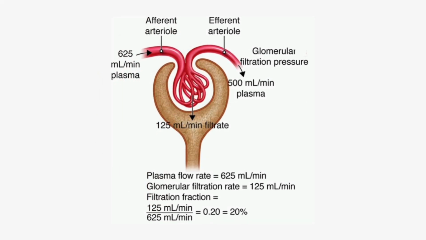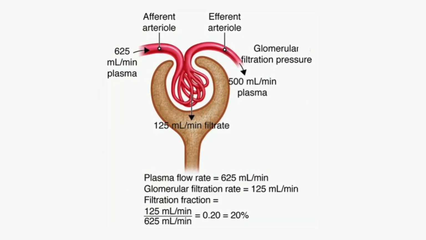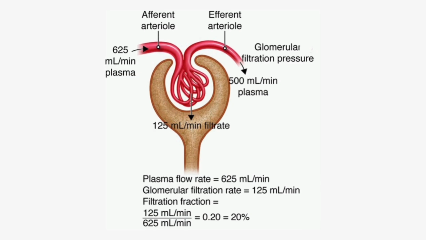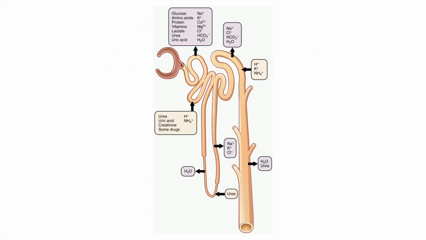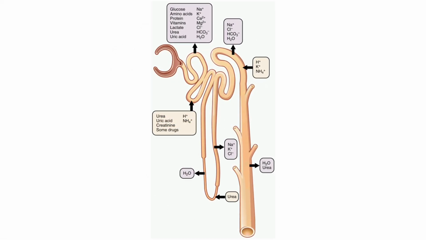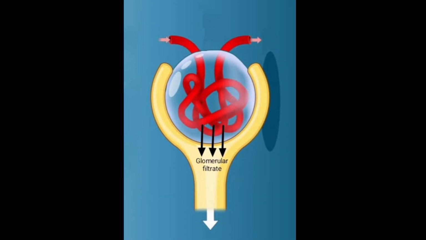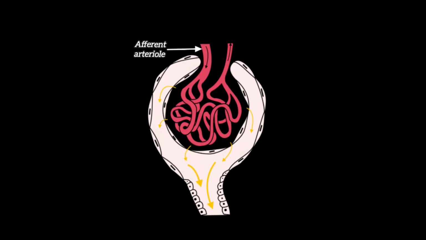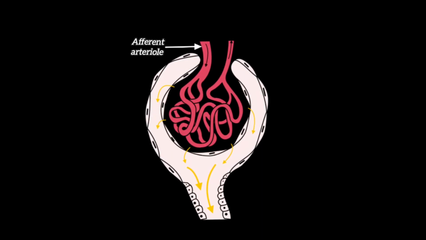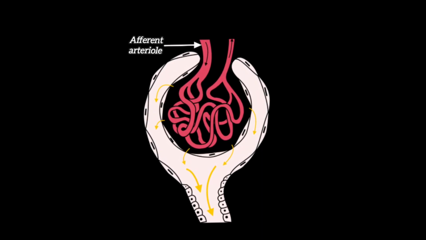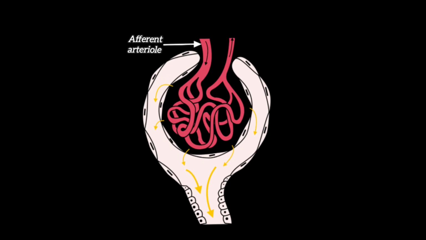It is the site for blood filtration and it operates as a non-specific filter. That means it removes both useful and non-useful materials. The product of the glomerulus is called the glomerular filtrate. The afferent arteriole, a fine branch of the renal artery, transports blood to the glomerulus for filtration.